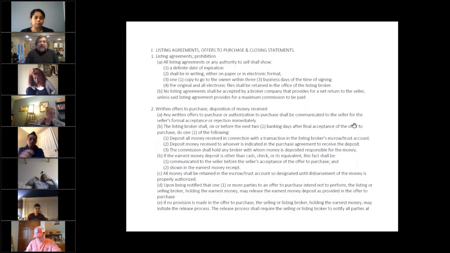So let's talk about the listing agreement. The listing agreement shall state a definite expiration. Remember, we cannot have perpetual listings. It shall be in writing, either paper or electronic. One copy will go to the owner, and that owner must get a signed copy within 3 business days of his signing. Because typically what happens is this. You guys fill it out on zipForms, send it to them to get a signature. I've still got to sign it.